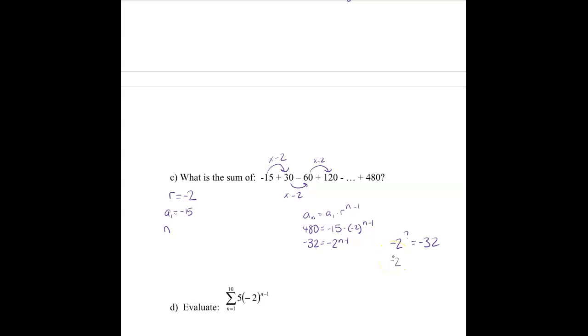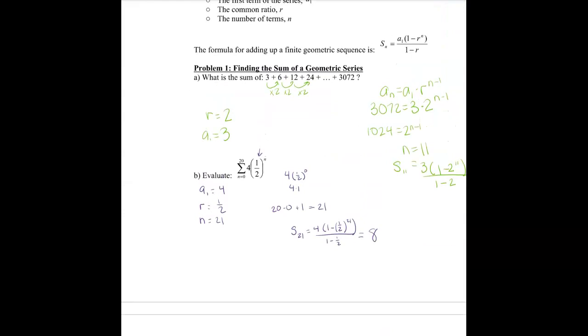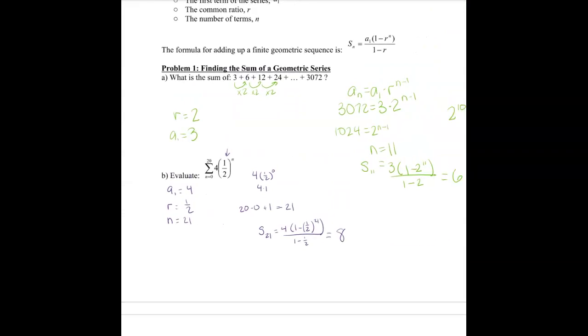So I should get negative 2 to the 5th equals negative 32. Since I want 5 to be my exponent, that means I need to plug 6 in for n, because 6 minus 1 does give me that 5. Alright, so now I've got everything I need to use that little formula from way back, which is that S sub n is equal to a sub 1 times the quantity 1 minus r to the n, all over 1 minus r.